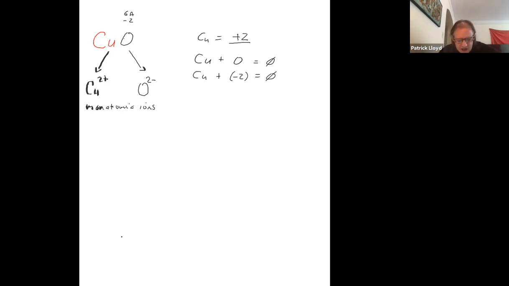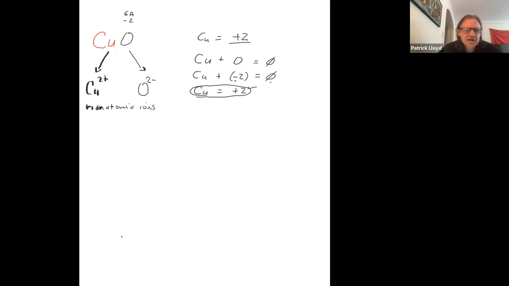Add 2 to both sides so that you can isolate the copper, and you get +2, right? If you add 2 to this side, you get 0. If you add 2 to this side, you get +2. And that's a different way of telling you that you've got a +2. So slightly varied ways of doing that particular problem, but you get the same answer.